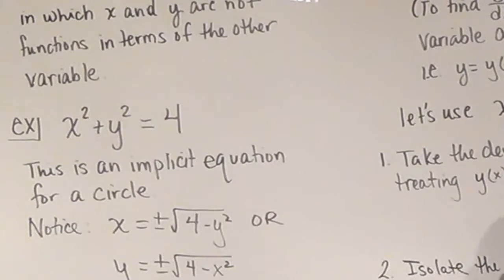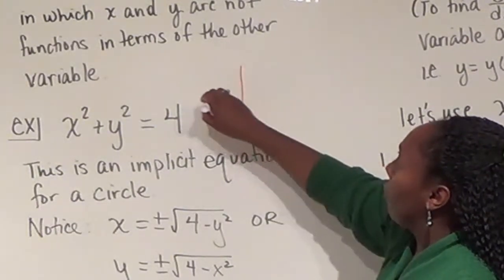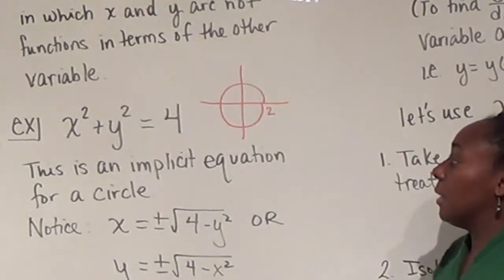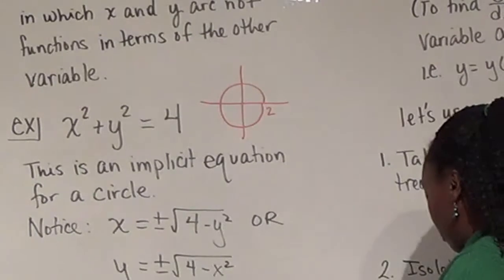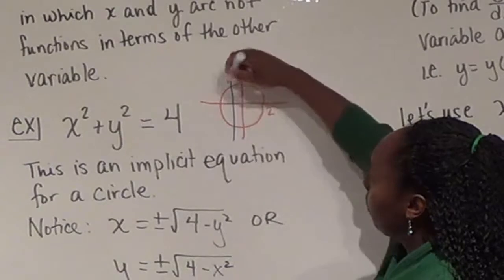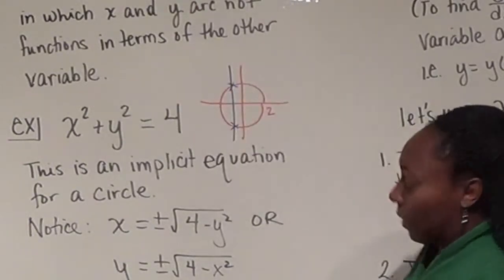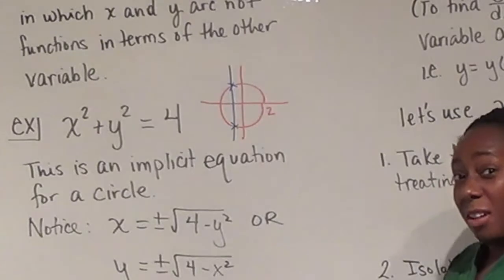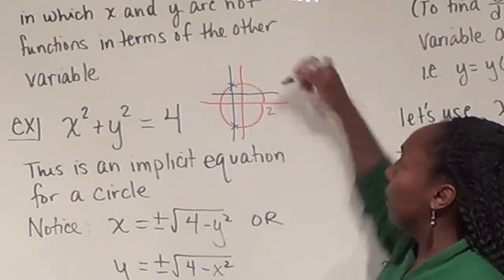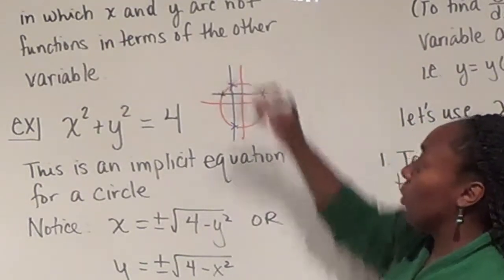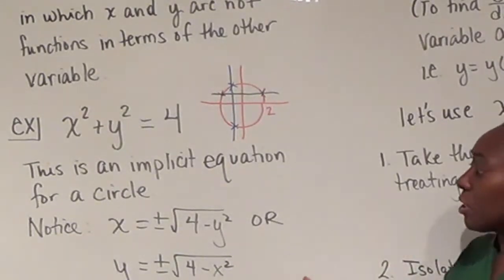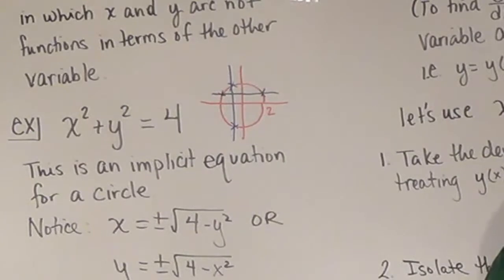Another way to see this is pictorially. If I look at the graph, this is a circle of radius 2, and if I try to use a vertical line anywhere, it's going to hit in more than one spot. Likewise, if I try a horizontal line, thinking of x as a function of y, it also hits in more than one spot. So an implicit equation just means I can't rewrite the equation in terms of one variable and make it a function.